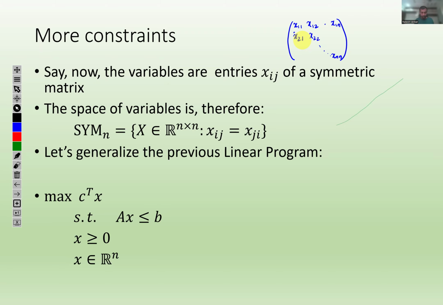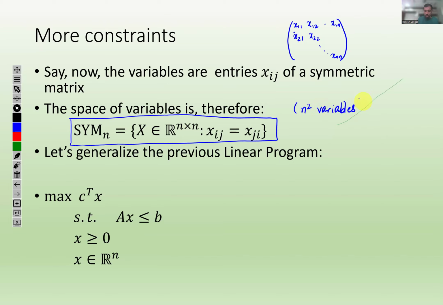In fact, I will put a slightly more constraint that they come from a symmetric matrix. That is, x12 is equal to x21 always. So I may just use one variable for both of them when I say xij. Good. So this is the space of variables. You have n squared variables here. Of course, they're subject to constraints. You have symmetric constraints, right?